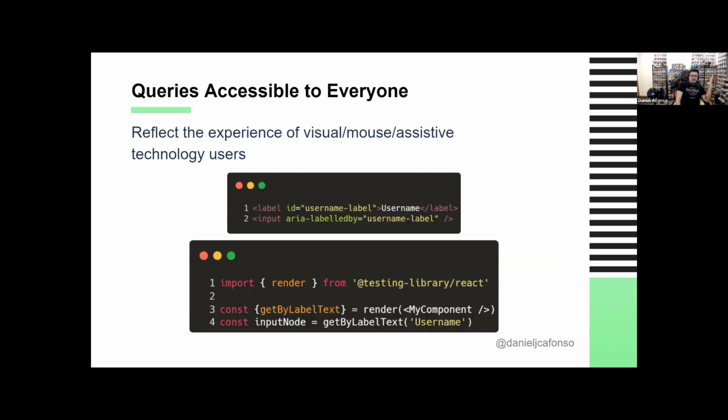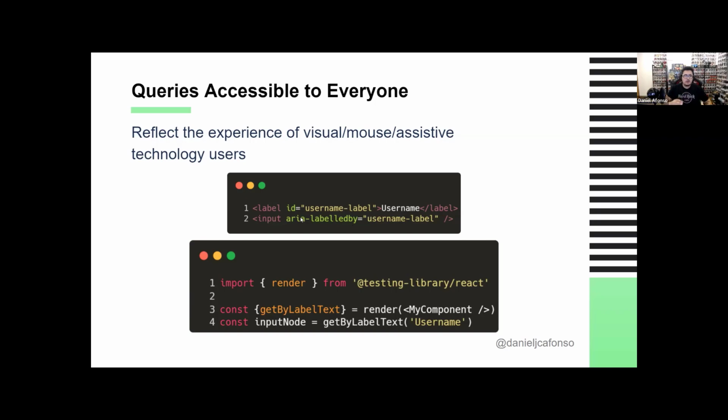So how would this work? Let's look into an example of using a query accessible to everyone, which is the label text one. So imagine that we have this label here, and this label says username and it has an ID. And then we have an input that has the aria-labelledby username label. This means that this label will be assigned to this input.